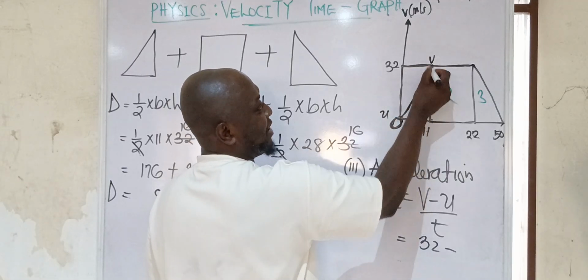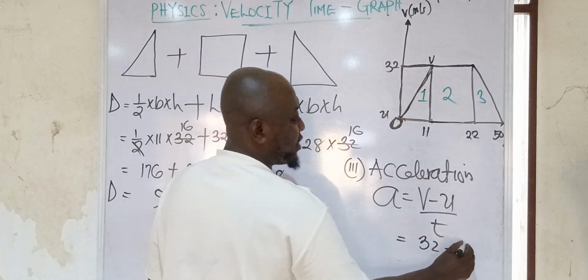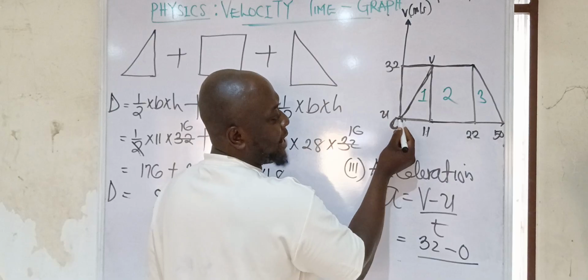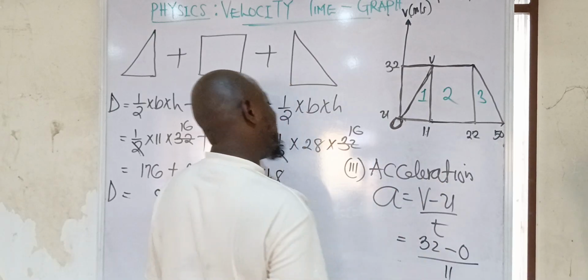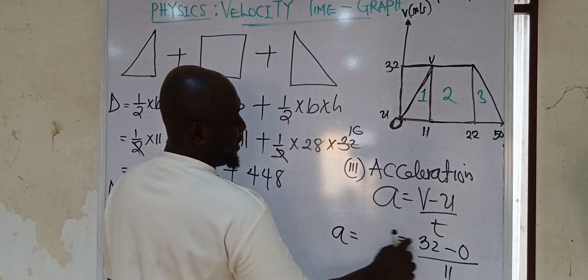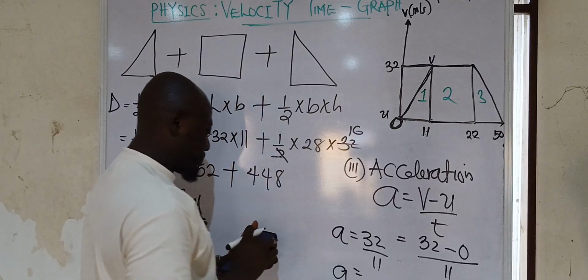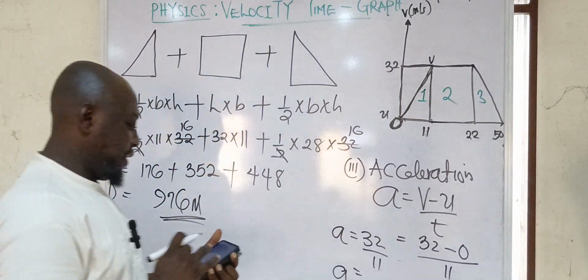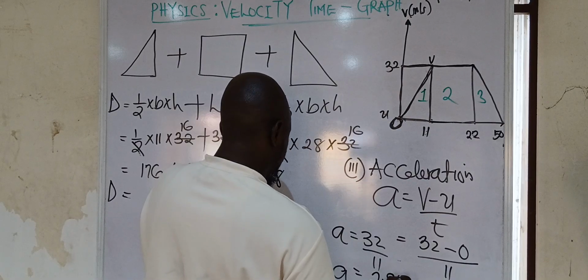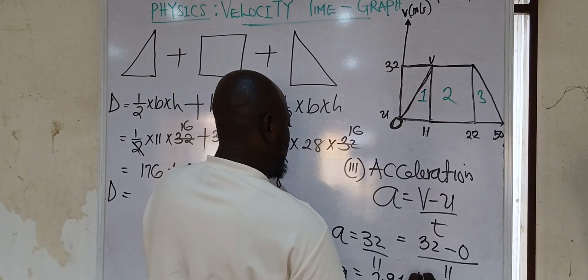This is my U and this is my V. Just trace your V here, it is 32. Your U, trace it here, it is your U. So here becomes this. The total time from here to here is 11. From 0, the time read to this point will give us 11. So from here, I'm going to simply subtract this from this one, I have 32 over 11. So A, therefore, will simply give us 32 over 11. I have 2.90, 2.91, in meters per second squared.